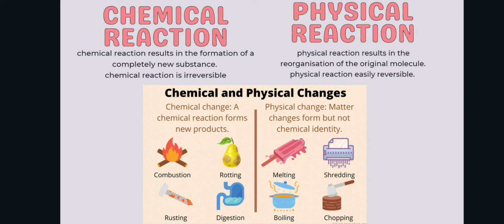Chemical change: a chemical reaction forms new products, such as combustion, rotting, rusting, and digestion. Physical change: matter changes form but not chemical identity, such as melting, shredding, boiling, and chopping.